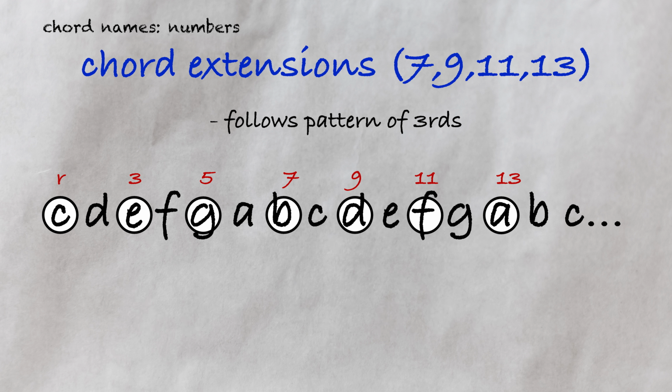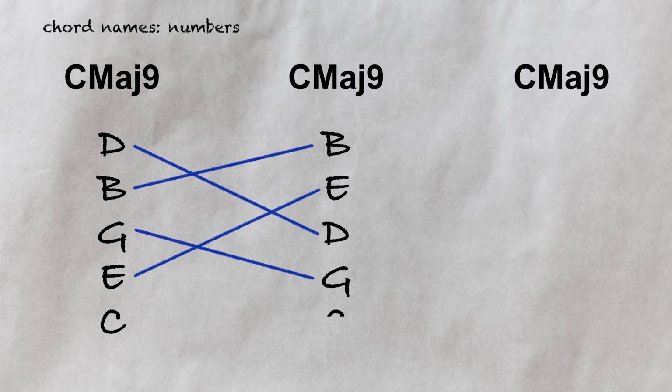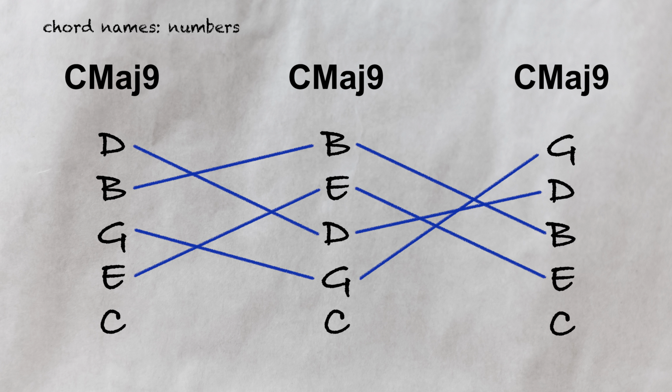And triads already have roots, thirds, and fifths, so it would be redundant to see something like C10 or C12 or a C14 chord, because we would just assume those notes are the root and third and fifth. And we can also shift the order of the chord extensions around without affecting the name.